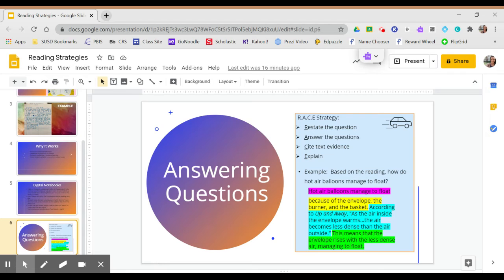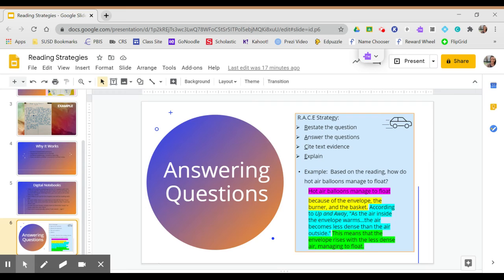and explaining it fully. That's why our double entry journal is going to make this a lot easier, because we have our pieces of text evidence on the left-hand side of our journal, and we have our explanations of that evidence on the right-hand side. So when you go to answer these text-based questions, going back to your notes makes it a lot easier to do so.